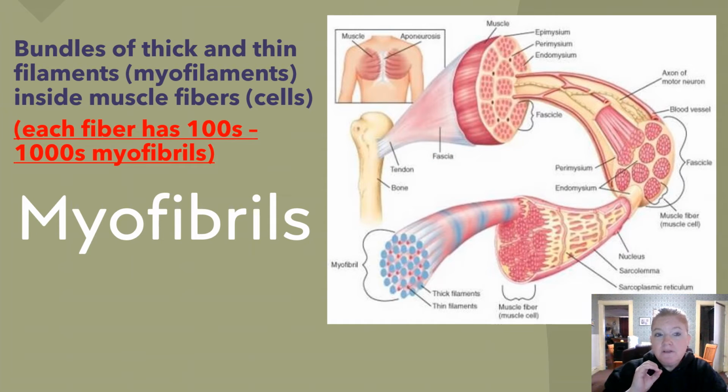Now, there are bundles of thick and thin filaments called myofilaments inside the muscle fiber cells. So they can be called myofibrils. So bundles of filaments. Each fiber itself, each muscle cell has hundreds to thousands of myofibrils inside. You can see right here, look at all these myofibrils inside a muscle fiber. So here's one muscle fiber. There's the sarcolemma. And inside that muscle fiber, we have all these myofibrils, bundles of thick and thin filaments.